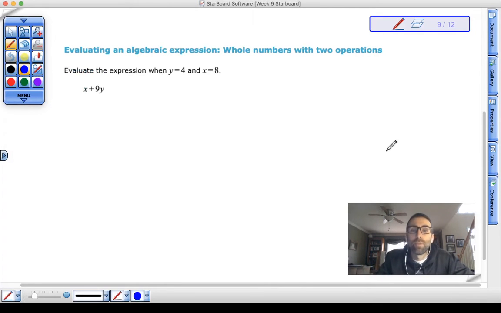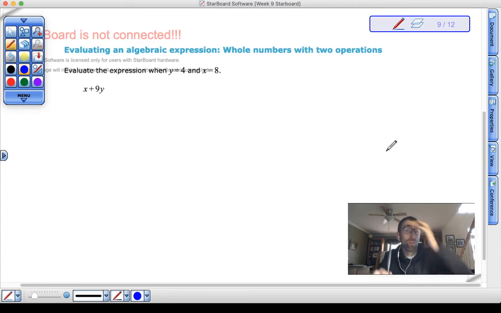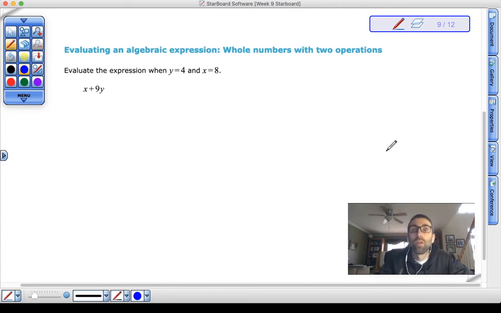Today our objective is to make sure you're understanding how to do algebraic expressions when we combine two operations. That's going to be addition and subtraction and multiplication and division. So you don't only have to do only one of the multiplication and division, or only one of the addition and subtraction. So let's start with this equation.